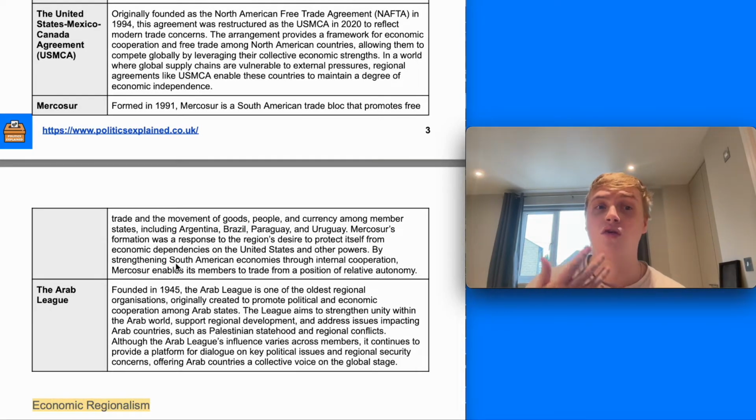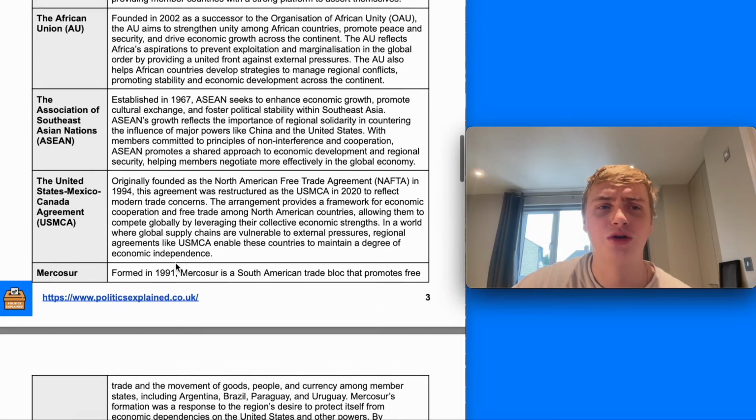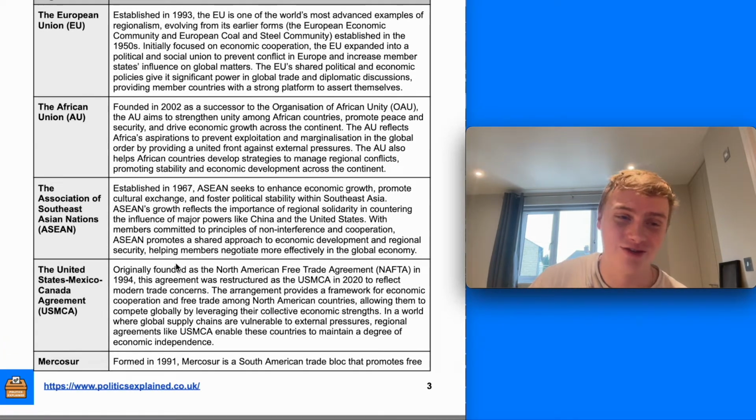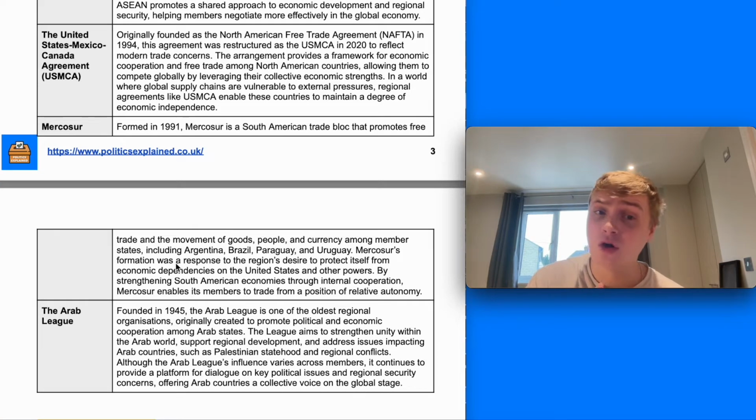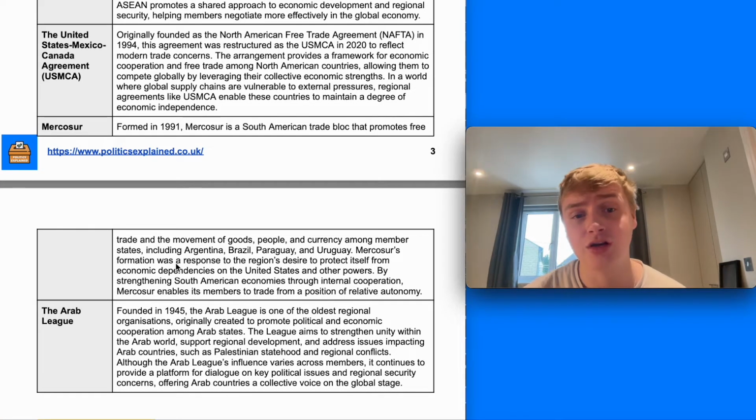So the key ones we're really going to look at are ASEAN, the EU, the African Union, I forgot one, the European Union, the African Union, ASEAN, and the Arab League. Mercosur is also one, which is a South American trade bloc. That's not really mentioned in the spec, but I thought I'd just let you know that there is also a regional organisation in South America as well.